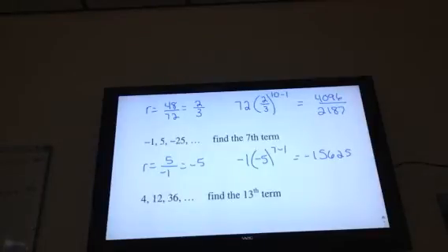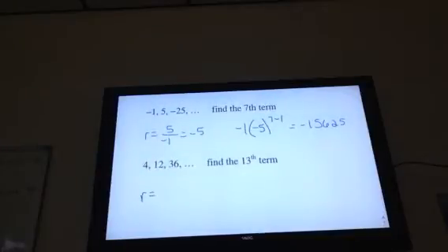And my last one, I think. Yep. R equals 12 over 4, which is 3. And then my first term, a sub 1, times my ratio, 3 to the 13 minus 1 power. Your calculator will follow the order of operations. If you were doing this by hand, do not take 4 times 3 first. Your calculator knows what it wants. If you put it in there correctly, it will follow the order of operations and do the power first. $2,125,764.